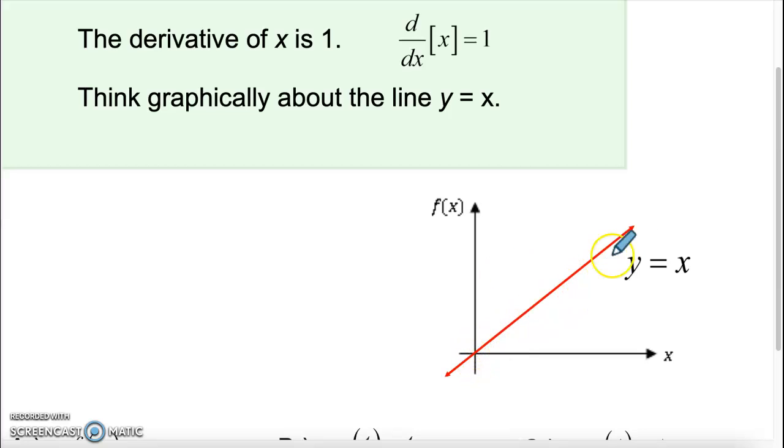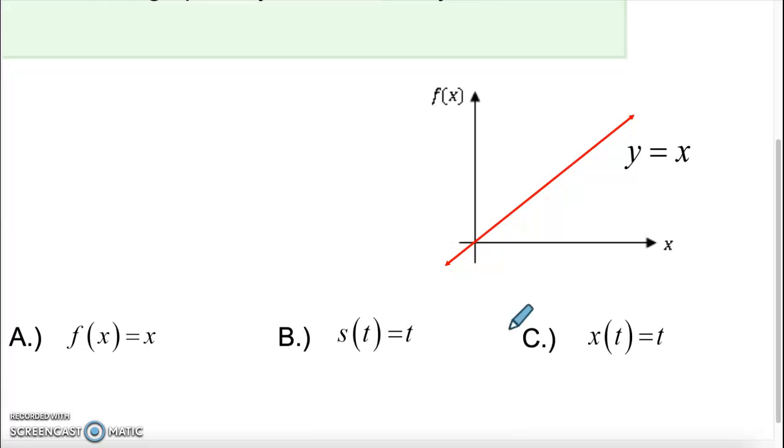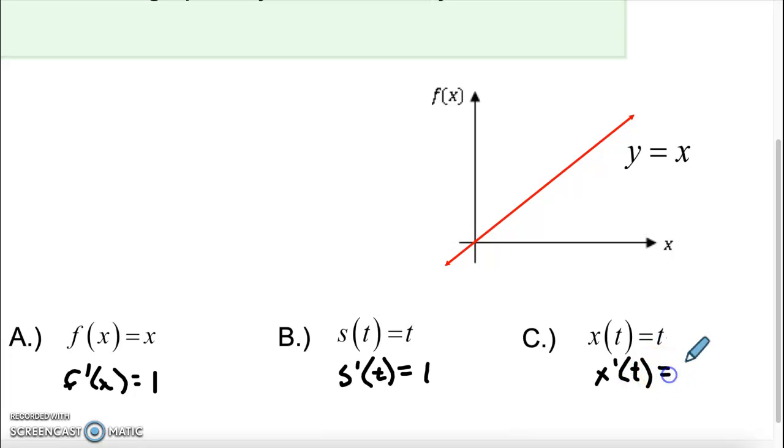well, if we're thinking about the slope of this line, the slope everywhere on this line is 1. So, if I have a single variable, the derivative is just 1. So I would say f prime of x here equals 1. S prime of t, even though it's a different variable, it's still the same idea. And x prime of t equals 1. Again, we're just talking about the slope.